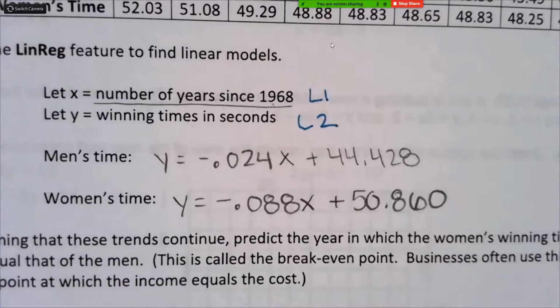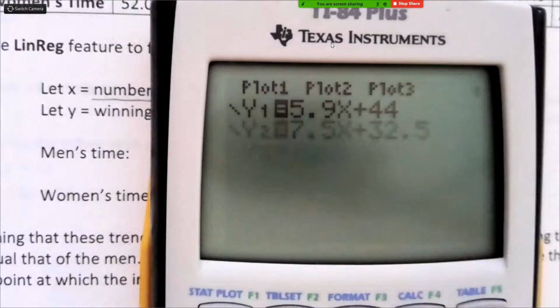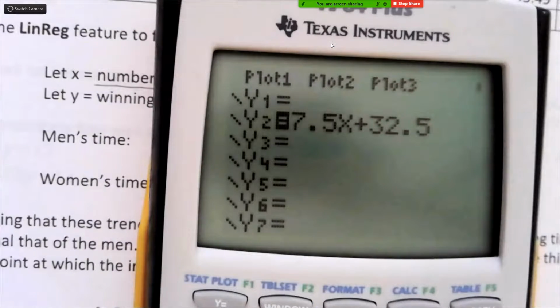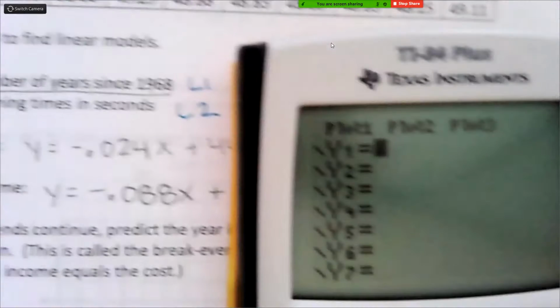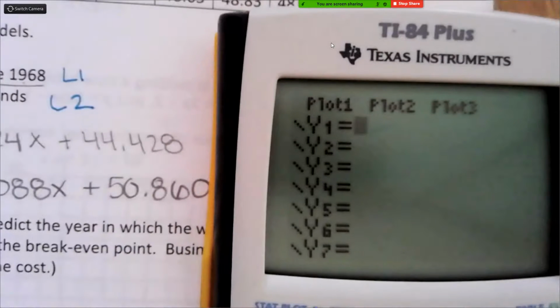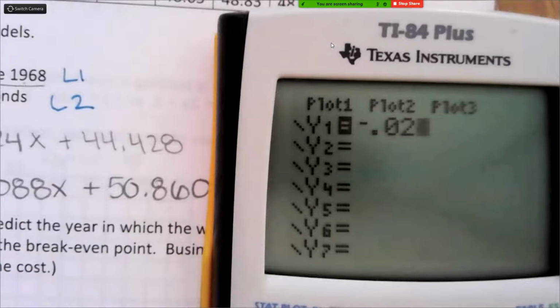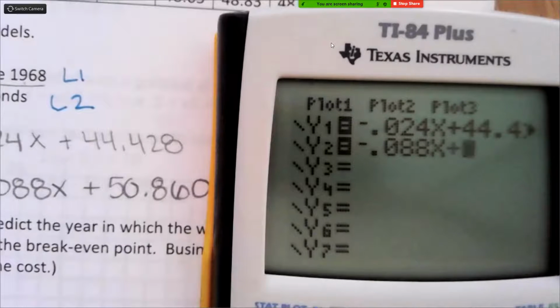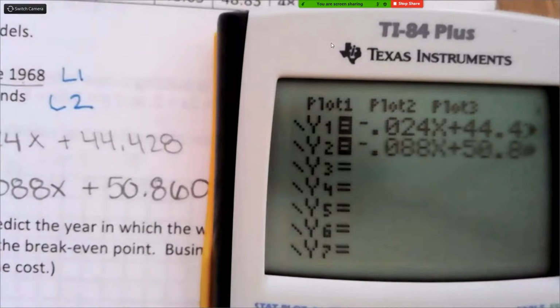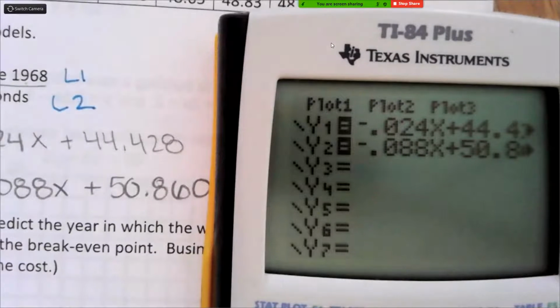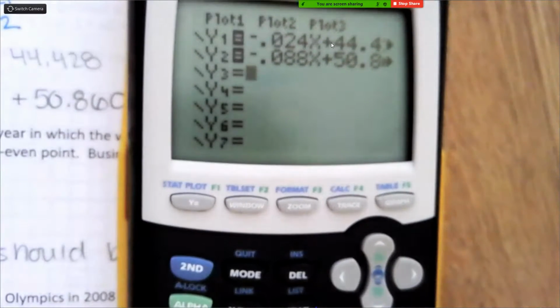All right, so just like the previous problem, we want to find their point of intersection. So we're going to go to y equals. You're going to clear what you've typed in, and you're going to replace it with the 2 equations we just found. And honestly, the hardest part isn't getting the equation. It's figuring out the window with which you need to graph that equation.